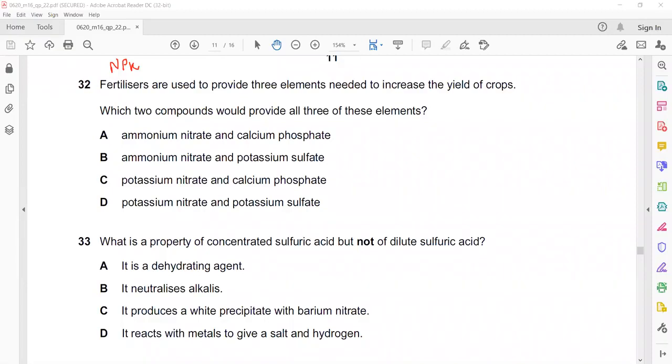Question 32. C is the right answer. Why is C the right answer? Because which two compounds will provide all three elements? When you write the formula for each compound, we need nitrogen, phosphorus, and potassium.